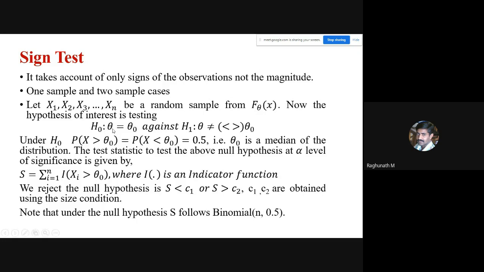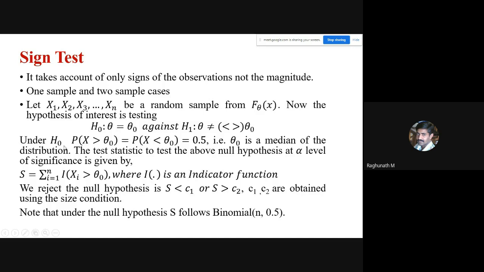Theta is a parameter which is unknown. Now theta is equal to theta naught. Theta naught is a specified value. Now we can take any suitable alternative: not equal to, less than, greater than. So here, for illustration purposes, I am considering not equal to.